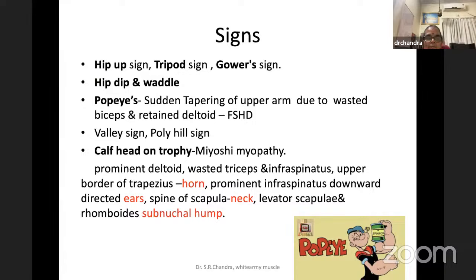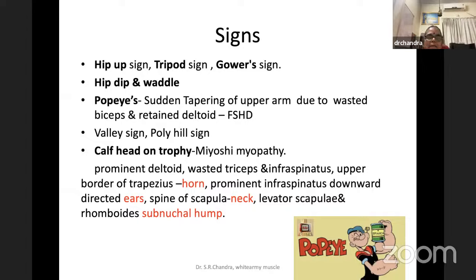Hip up sign is when the hip extensor is weak, the patient will use the paraspinal muscles. Erector spinae has got an origin from the iliac crest. So he will try to pull the hip with the help of the upper paraspinal muscle, the erector spinae. So what happens? The erector spinae cannot pull the hip if it is erecting the spine. So the spine will come down, the patient will bend and he will lift up the hip. That is called hip up sign. That means our patient's gluteus maximus is affected and erector spinae is trying to help in lifting the hip.